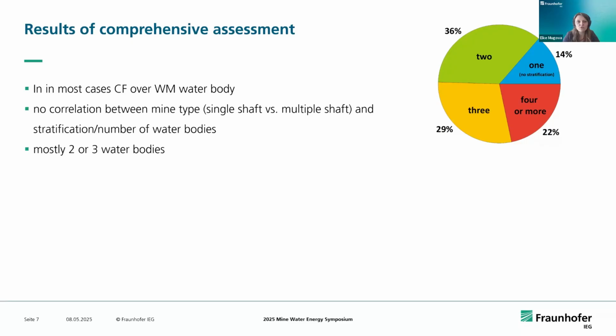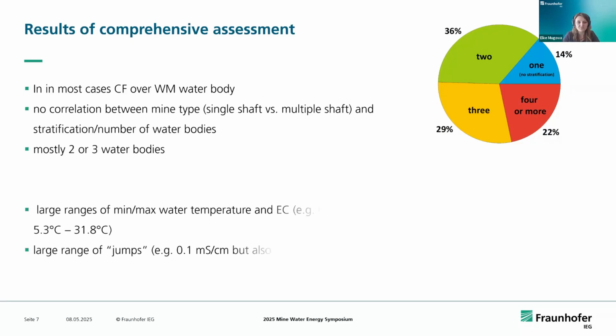So 1 water body means no stratification, 2 water bodies means 1 warm mineralized water body deeper down and 1 cold fresh water body. Or if we have 3 or more, we have 1 cold fresh water body and then several warm mineralized water bodies.